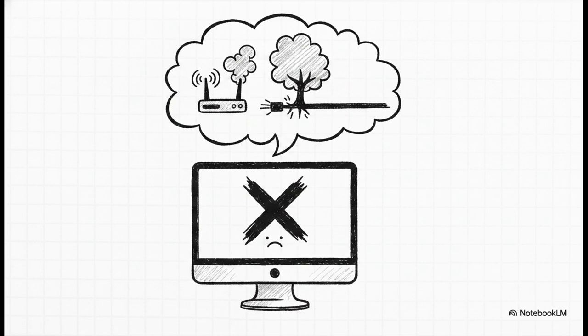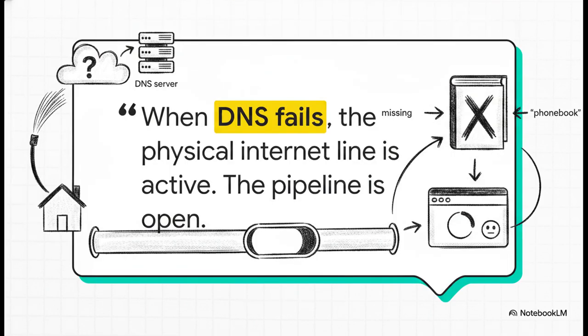But remember that mystery we opened with? What if the physical connection is actually perfectly fine? So, the crucial point is understanding the illusion. When a DNS server fails, the physical internet line is usually 100% active and working. The pipeline itself is wide open. The fiber optic or copper line running into your house is completely healthy and fully capable of transmitting data.